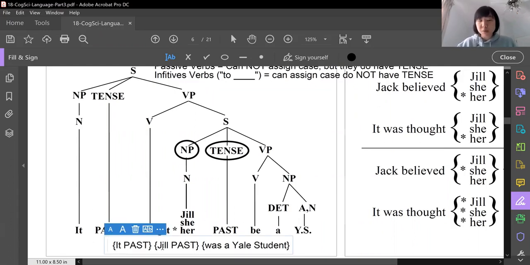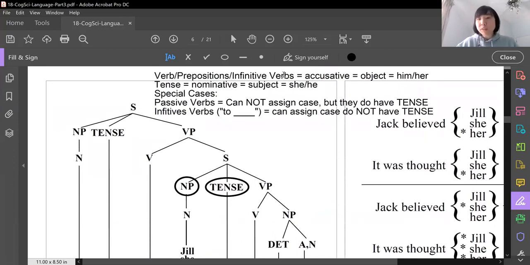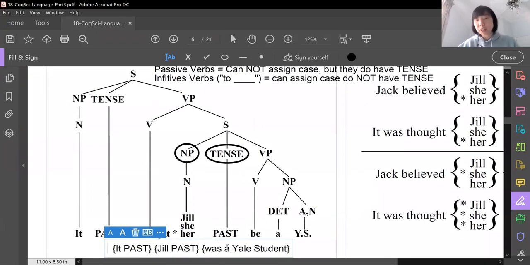And since past is also assigning nominative case to Jill, Jill's also a subject. And then was a Yale student. Was is a verb. And if you take a look at your cheat sheet here, verbs, prepositions, and infinitive verbs assign accusative case. So it's an object: him, her. That's what you would use if you had to replace it. And so yeah, that's all of the case assignees and case assigners.